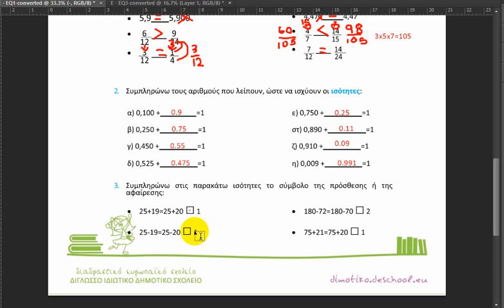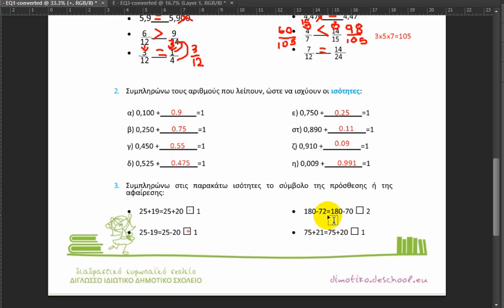All right. Here we have 25 minus 19, which gives us 6. And 25 minus 20, which gives us 5. You need to add 1 or subtract 1 to 5 to get 6. You need to add it.